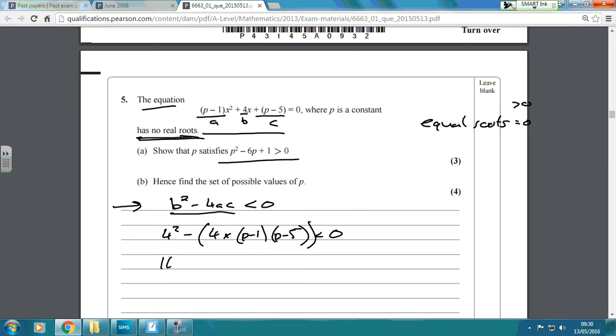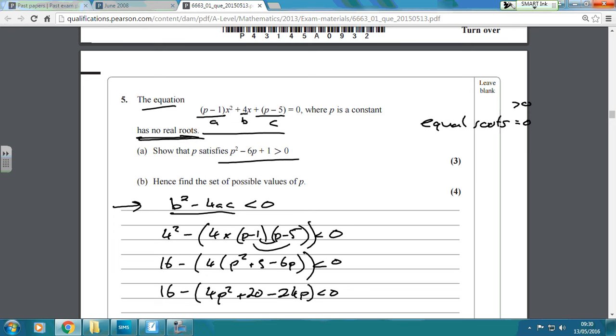So let's simplify that. 16 minus 4 lots, so then if we multiply the brackets using the smiley face method, p squared plus 5 minus 1p minus 5p is going to be minus 6p is less than 0. And again, there's no shame in taking that up more lines of workings than you think you need. Just make sure you're thorough with it. So if you multiply the inside brackets again, 4p squared plus 20 minus 24p is less than 0.